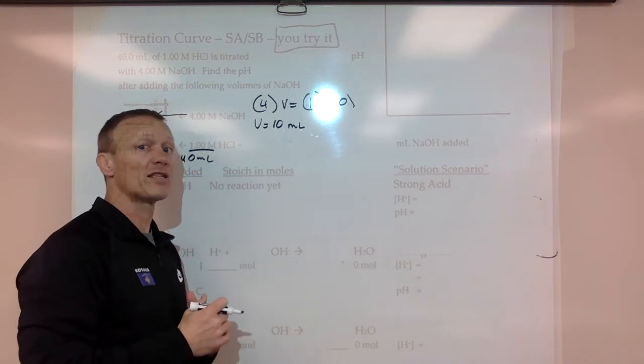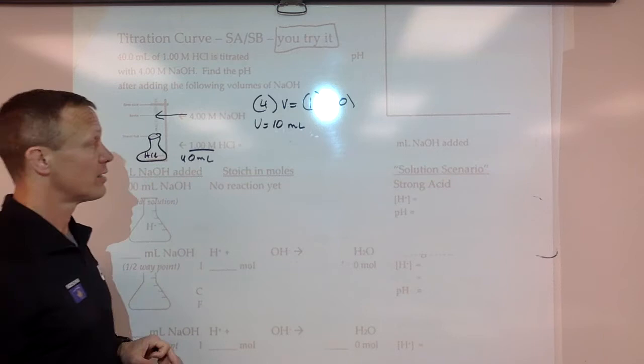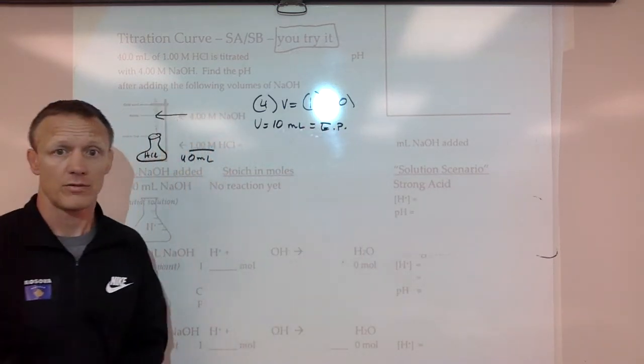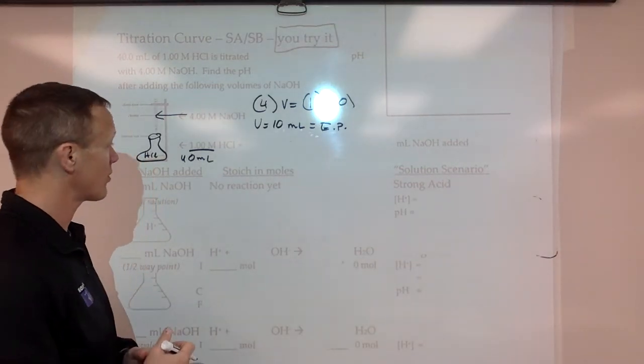Anytime we're before that, we're not to the equivalence point yet. If we go past that, it means we have extra base. Okay, so that is the number of milliliters to get to the equivalence point, when we have equal moles of H plus and equal moles of OH negative, and we really would have water.